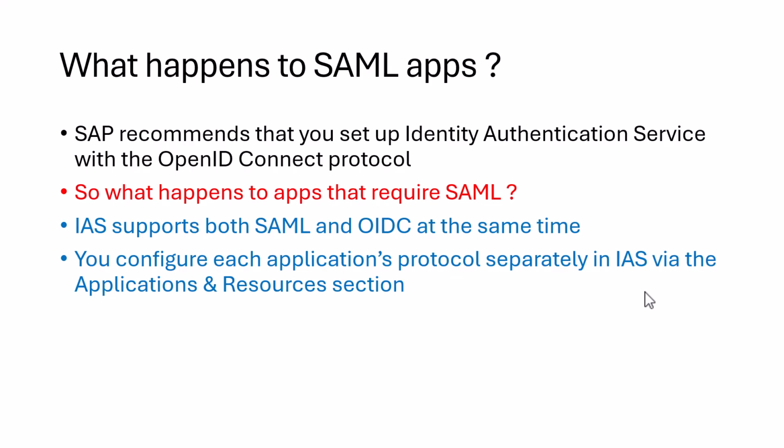Now, I did mention before that it is recommended to use OpenID Connect with your Cloud Identity Services. So you might ask, what happens to apps that require SAML? The Identity Authentication Service supports both SAML and OIDC at the same time. For each application, you can set the protocol separately in IAS via the Applications and Resources section. I'll show it to you later when we look at the administration console.